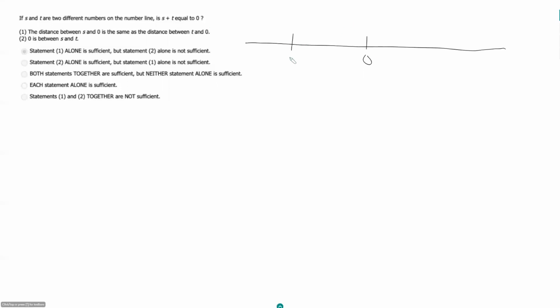So it could be s over here and t over here, or it could be t over here and s over here. But we want them to be equally as far from 0, but just on different sides. So you can also think of that as, is the absolute value of s equal to the absolute value of t? All of these are saying the same thing.